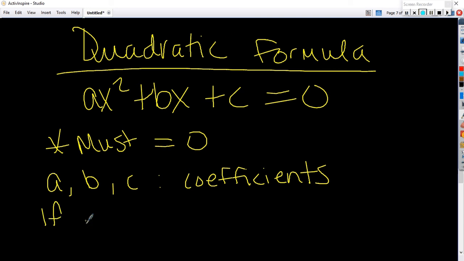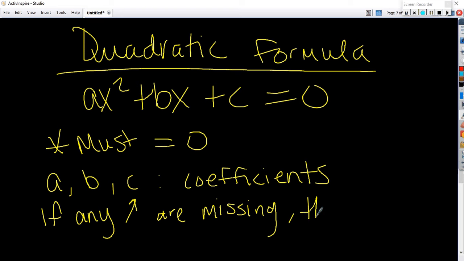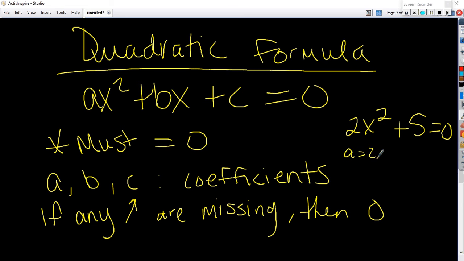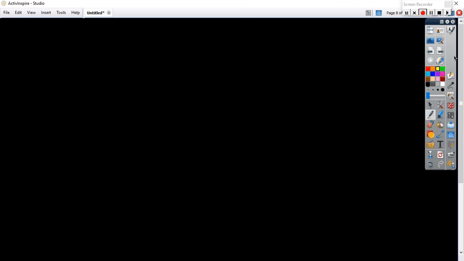If any of those are missing, they're 0. Like if any of the terms are missing. So if I had 2x squared plus 5 equals 0, A is 2. B is 0, because it's got the x hooked to it, and C is 5. All right, so let me give you the formula, and then we'll start plugging in and working with it. You ready?